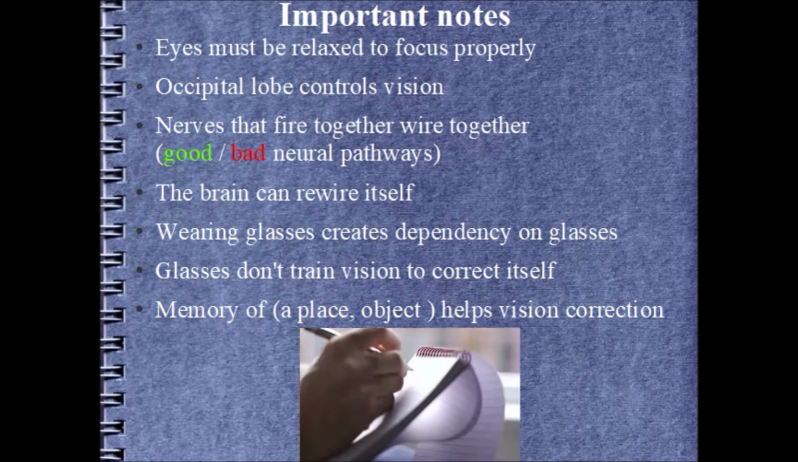And finally, memory of a place or an object helps with vision correction. So when you're doing, for example, the focus exercise with your thumb or holding a pencil in front of you, you hold the memory of the details on your thumb as you move it away from you, and you try to keep that memory as it moves further away from you. But you'll find yourself trying to focus at the same time on those details of the pencil or your thumb as you bring it away from you and bring it back to you.